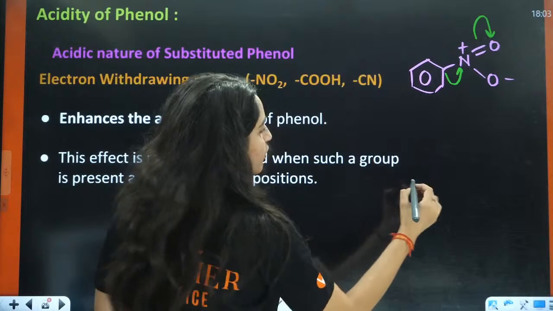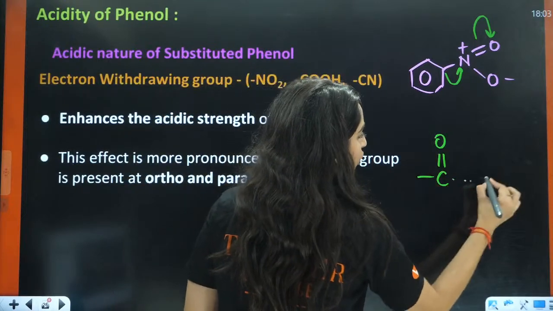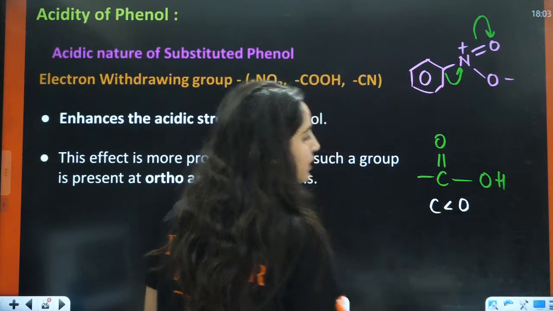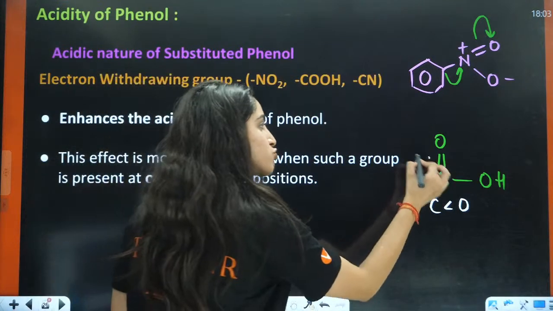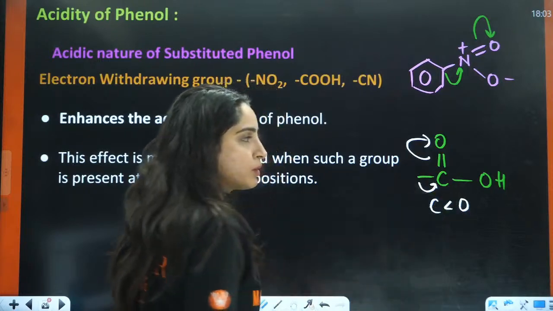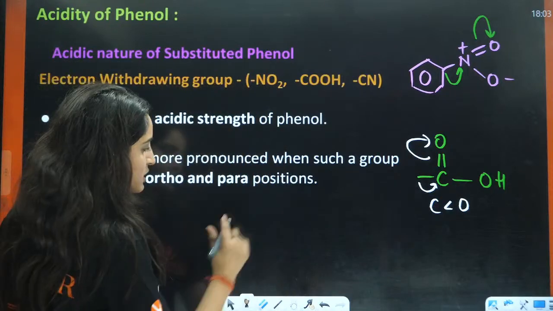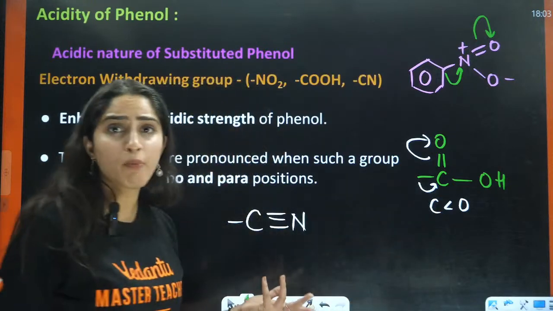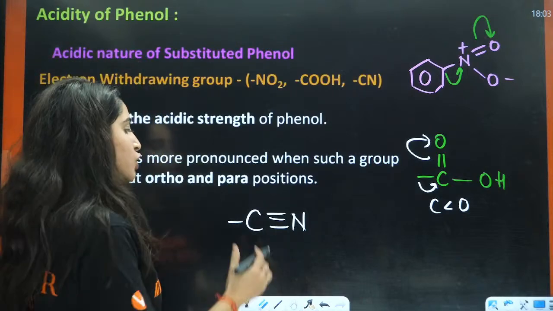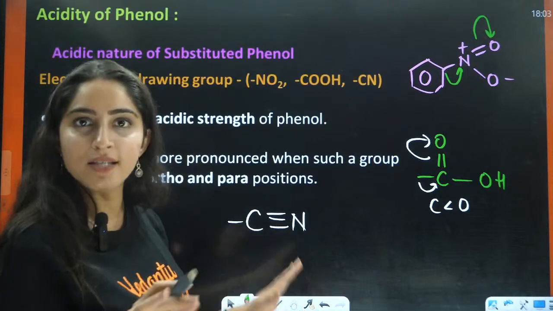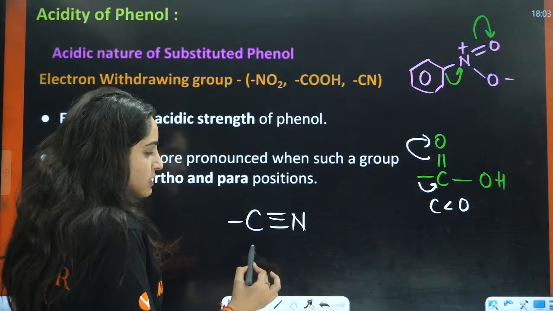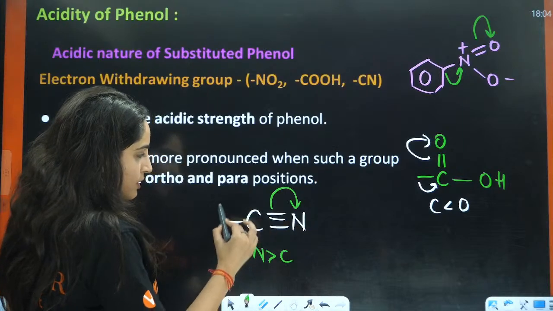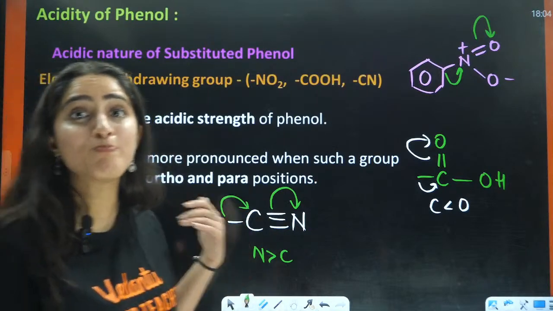Okay, if you talk about this bond, that is C double bond O, OH. Again the same thing, that carbon is less electronegative as compared to oxygen. So this is going to take out the electrons from the benzene ring, right? If you talk about C triple bond N, again the same thing. Here it is triple bond, double and triple are the same in this case, right? So here this nitrogen is more electronegative as compared to carbon. That is why it is going to take out the electrons. That is why it is going to show minus M effect.